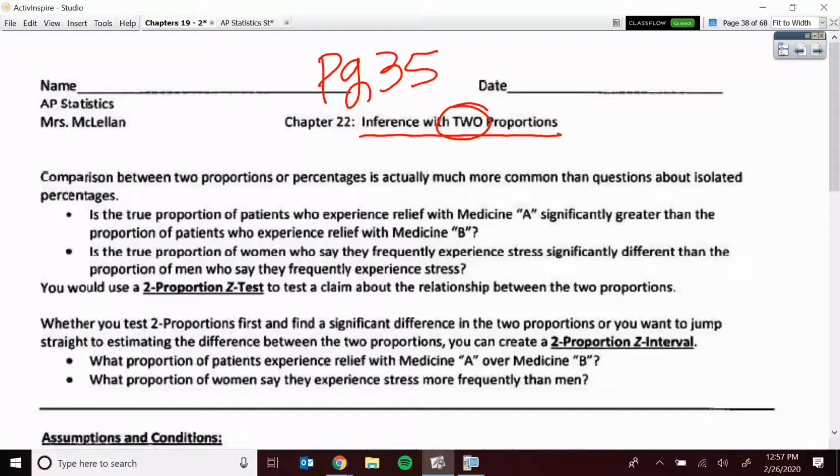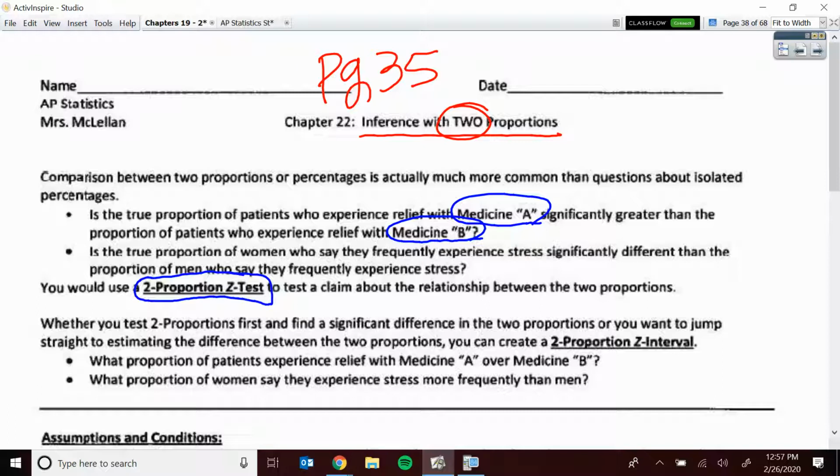We compare the proportion in one group, the treatment group, to the proportion in the other, comparing two proportions. Maybe the proportion of people who have relief with medicine A and the proportion of people who have relief with medicine B. Compare the two proportions to each other, that kind of thing. So that is when you run a significance test with two proportions. Okay, now here's where we're headed with this tomorrow, FYI.